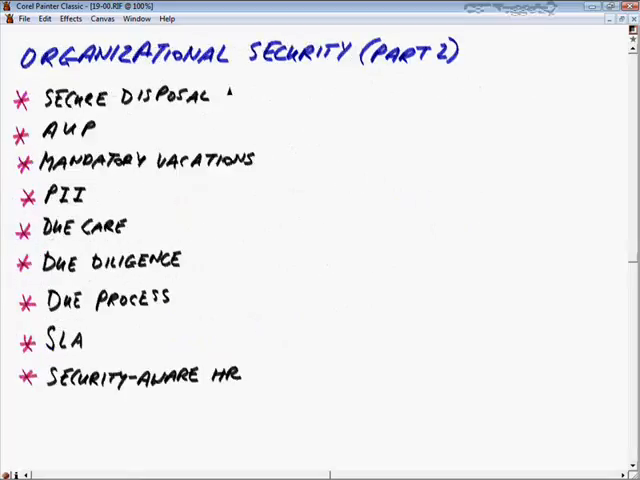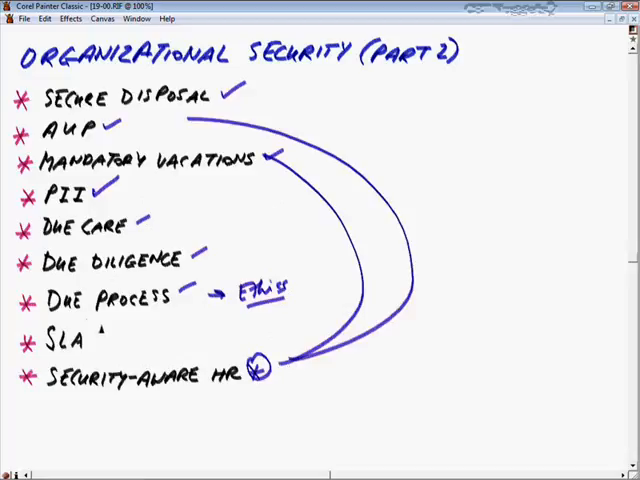Alrighty, in Organizational Security Part 2, we covered a wide variety of concepts and terminologies that relate to organizational security and security management. We talked about secure disposal, and that falls into the area of disposition of hardware, disposition of files and data. Looked at the acceptable use policy, talked about mandatory vacations and how it relates to rotation of duties, PII, personally identifiable information, which may be a mandate of HIPAA, for example. Talked about 3 do's: due care, due diligence, due process. Also pointed you to a code of ethics for computers up there on the internet, as well as some other references. Showed you the importance of security-aware HR and how that's going to apply to a lot of these other areas. And then finally, we defined a service level agreement and its importance in organizational security.